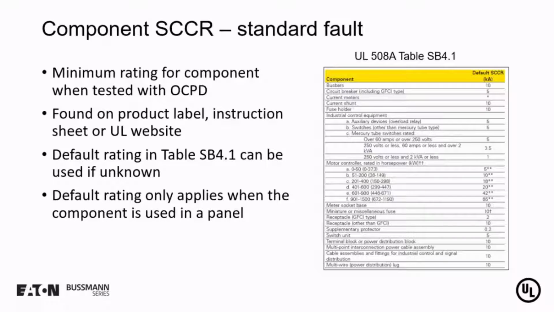First, we see there's a minimum rating for a component when testing with an overcurrent protective device. This is what's called the standard fault rating. This is a requirement. It's mandatory for most products in a power circuit, and the mandatory requirement would be in a component standard. Like, for example, we have standard UL 508 for industrial control equipment, and it requires short circuit current ratings and markings to be established for motor controllers. So that would be what we'd call a standard fault rating, and that is mandatory. It's found on the product label, instruction sheet, or it could be determined from a UL website.